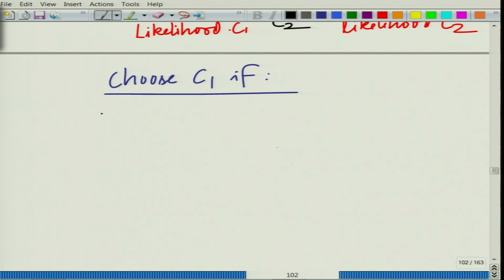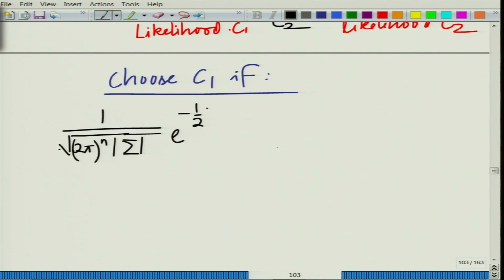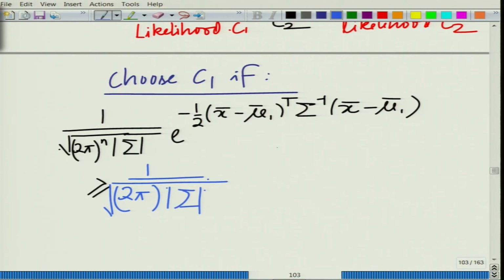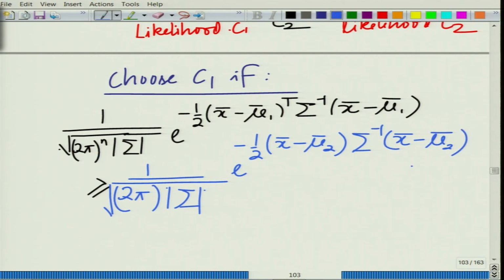So this essentially implies that 1 over square root of 2 pi raised to the power of n times the magnitude or determinant of the covariance, e raised to minus half (x bar minus mu 1 bar) transpose sigma inverse (x bar minus mu 1 bar): choose C1 if this is greater than or equal to 1 over the exactly identical constant, that is square root of 2 pi determinant of sigma, e raised to minus half (x bar minus mu 2 bar) transpose sigma inverse (x bar minus mu 2 bar).